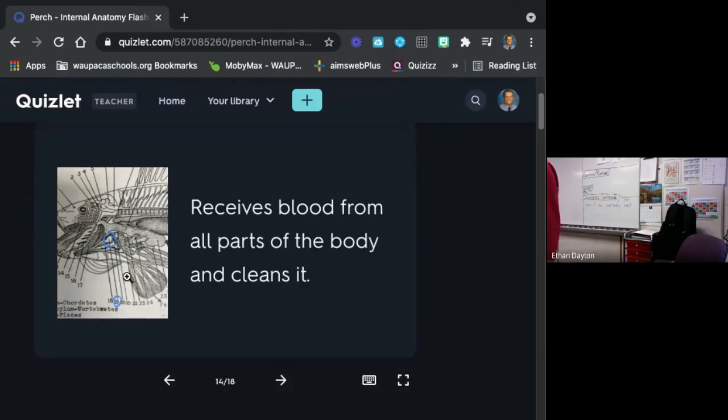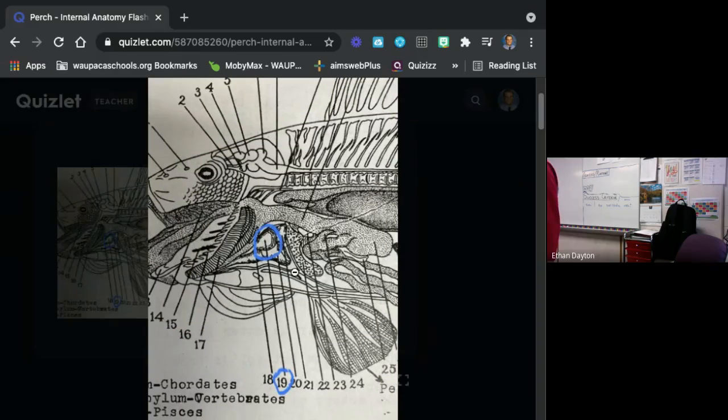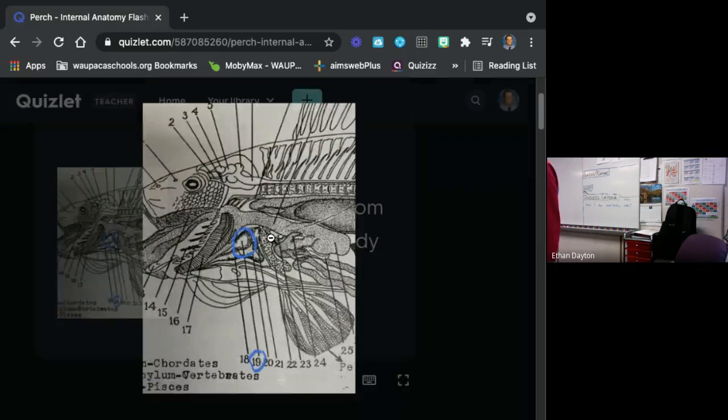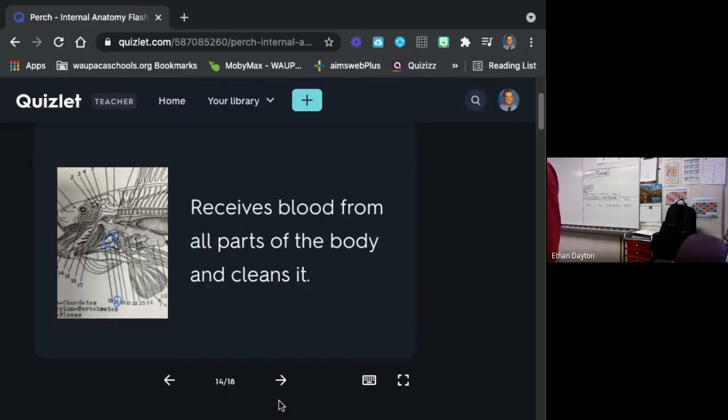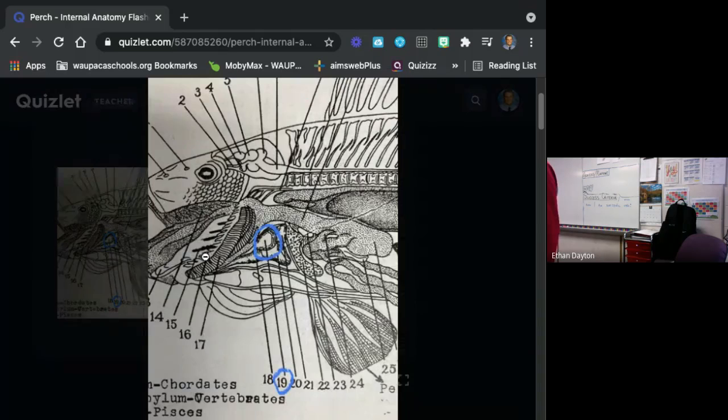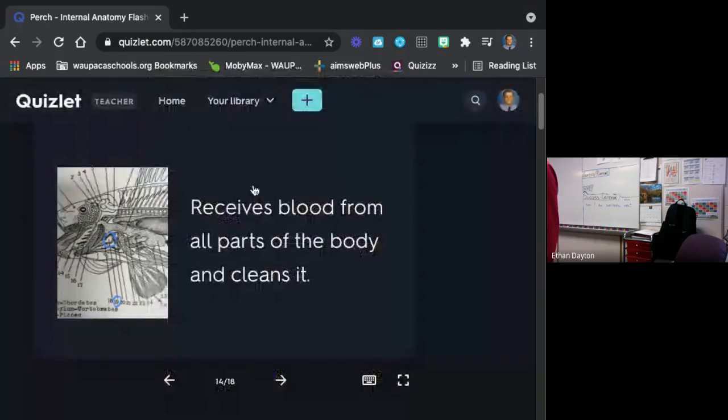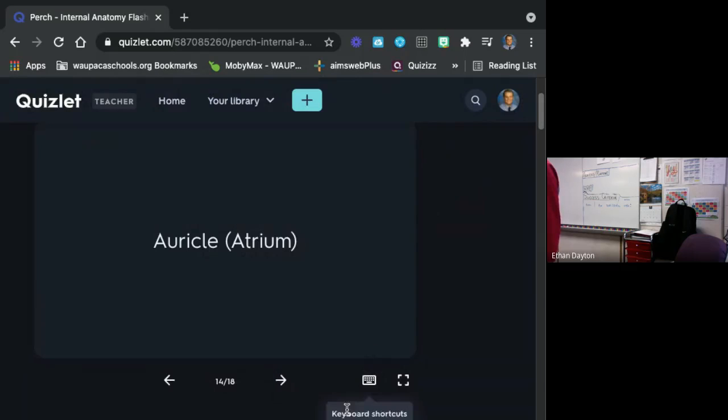All right, this one is a little bit tougher. Instead of just labeling the heart, which is 19 and 20, you got to label both parts. 19 is the auricle or the atrium. Auricle or atrium. You have an atrium. You have atria. And what this does, it receives blood from all parts of the body and cleans it and begins to send it to the gills.